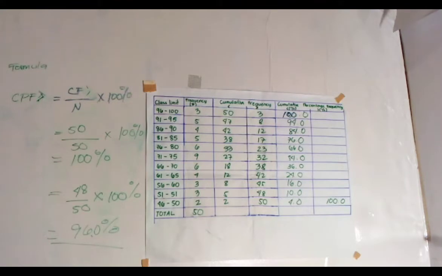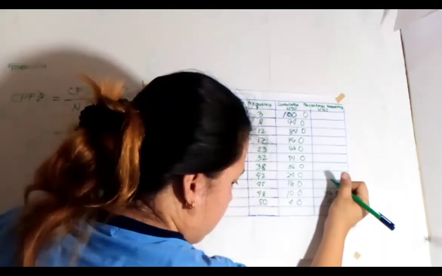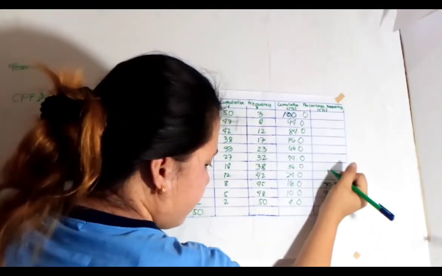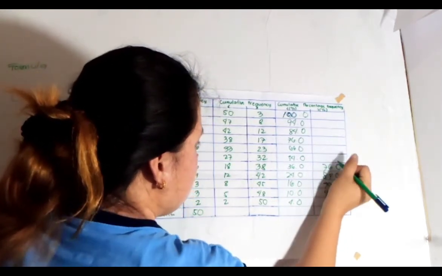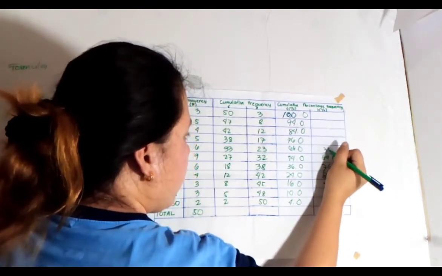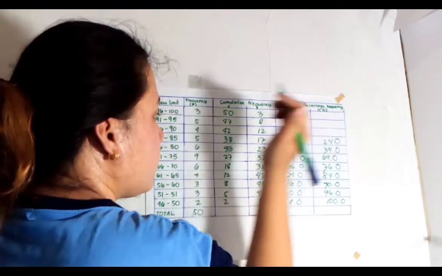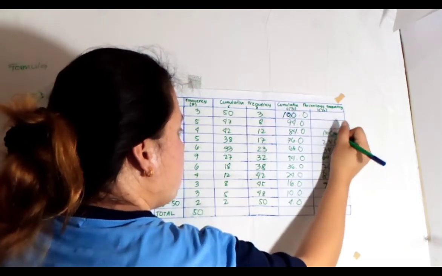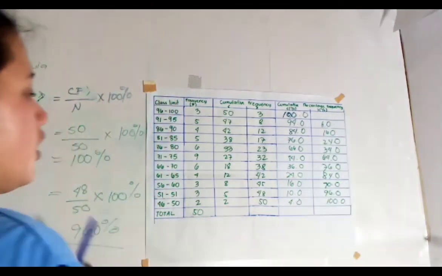That is how to find the cumulative percentage frequency greater than percent. So on and so forth. We have 90, 84, 76, 64, 34, we have 24, 16, and 6.